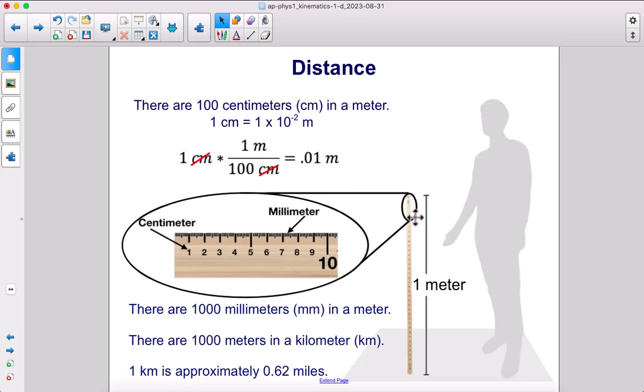Let's zoom in on those first 10 centimeters, and you can see that there's 10 millimeters in each centimeter. Therefore, there are 1,000 millimeters in a meter. There are 1,000 meters in a kilometer. So 1 kilometer is approximately 0.62 miles, so more than half a mile, and that's how we convert between kilometers and miles.